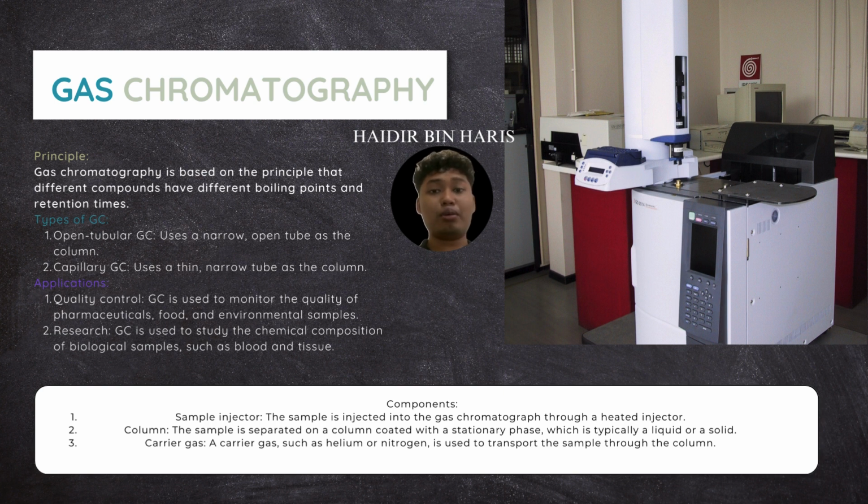The separated components are then detected by a detector, which measures the amount of each component. Gas chromatography is a powerful tool for analyzing complex mixtures and identifying unknown compounds. It's widely used in various industries, including pharmaceuticals, food, and environmental monitoring.